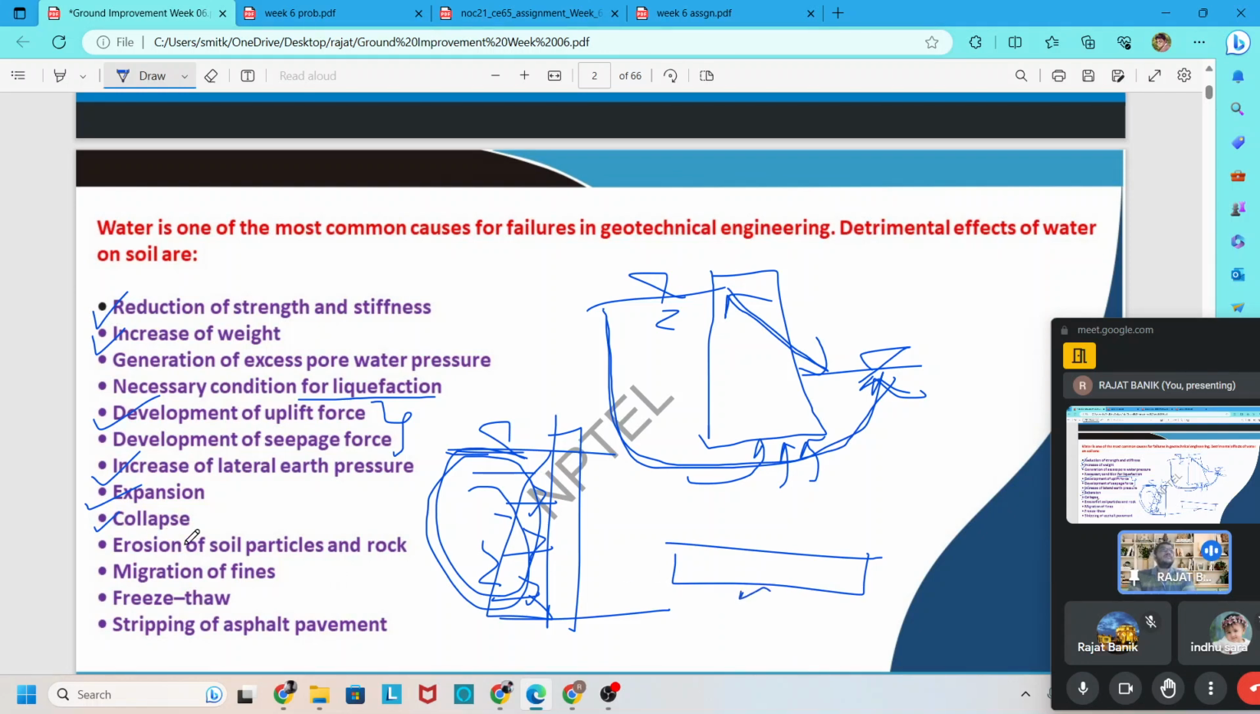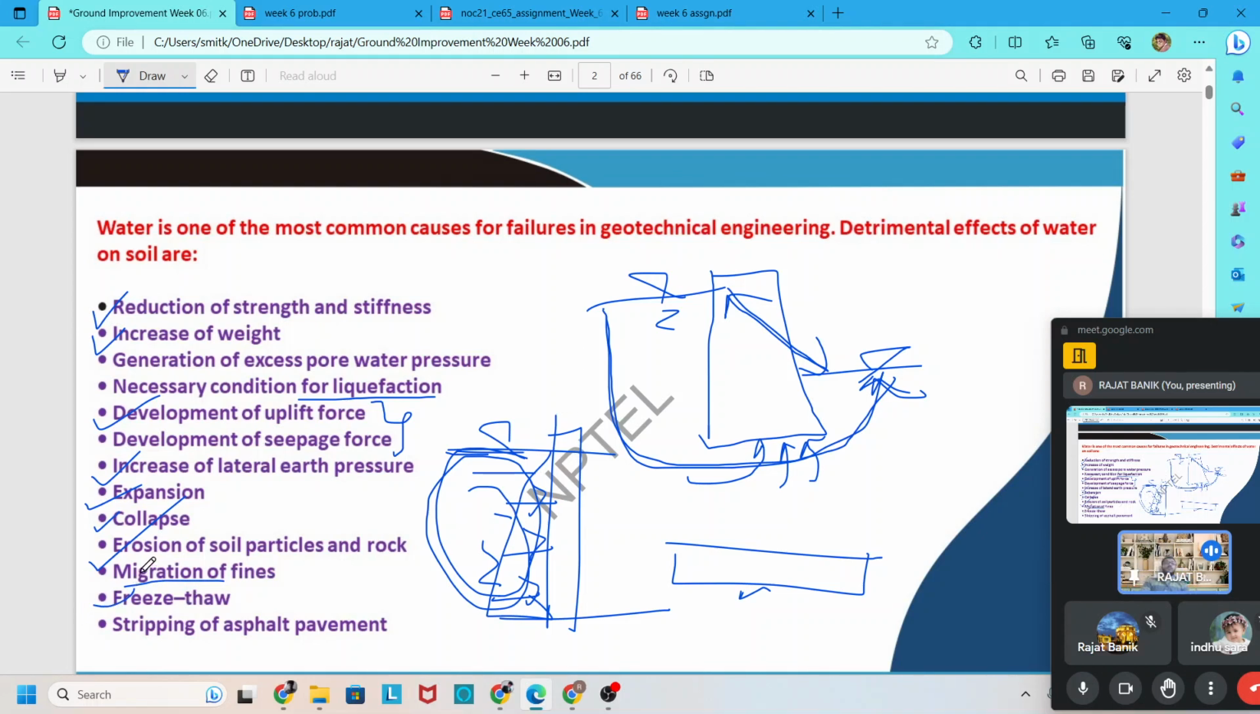There are also some soils which are very sensitive. In normal condition they possess good strength, but with a little disturbance, like water or air, they may suddenly collapse, and that may cause huge damage. So this can also happen due to the presence of water. Also, erosion of soil particles and rock happens, and migration of fines also happens due to the seepage forces. Freeze and thaw also happen.